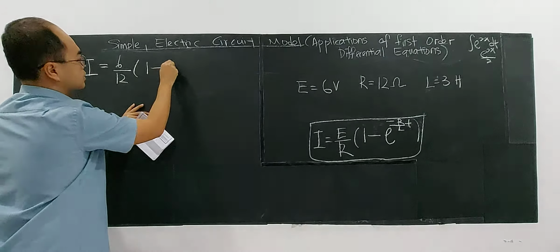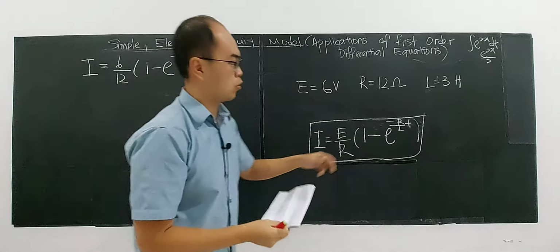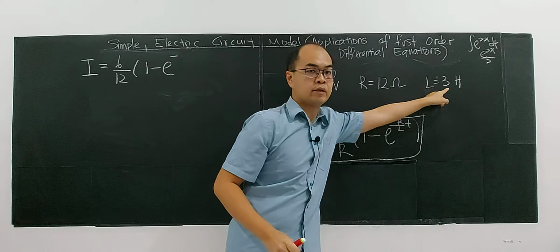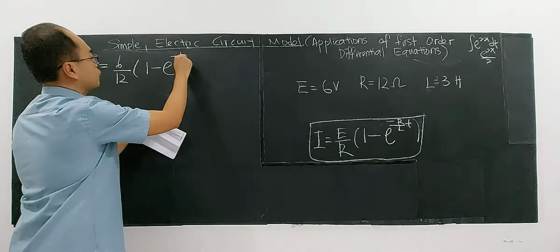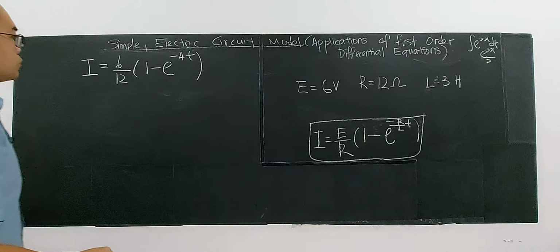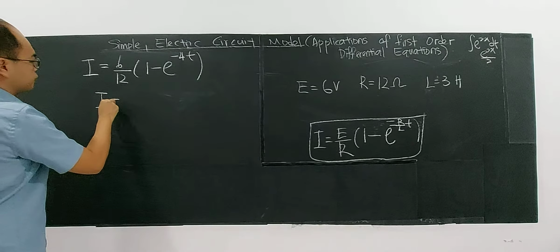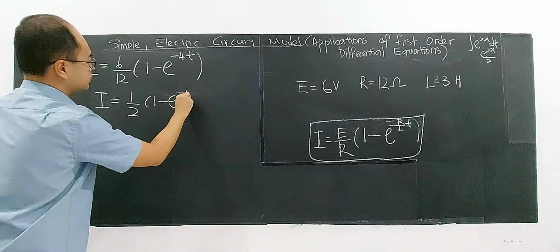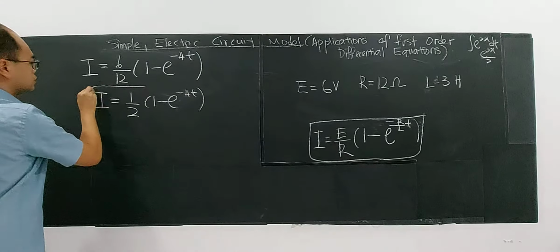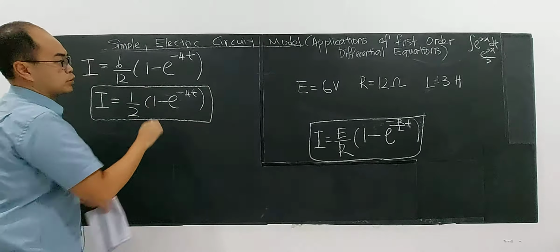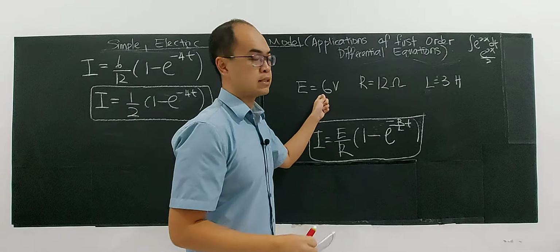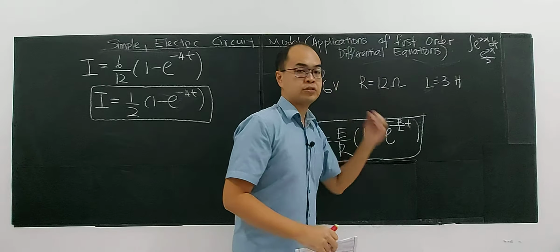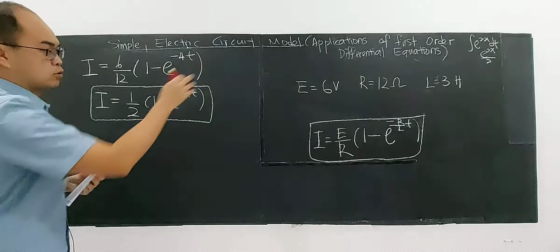So 1 minus e to the power negative R over L. R over L is 12 over 3, which is 4t. So finally, I have the formula for the current for this specific circuit, where the power source is 6 volts, the resistor is 12 and the inductance is 3. This can be changed, but now it is based on these cases.